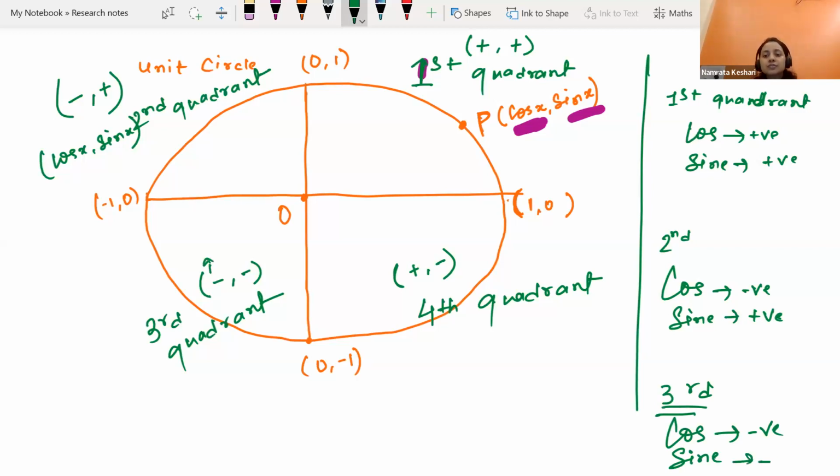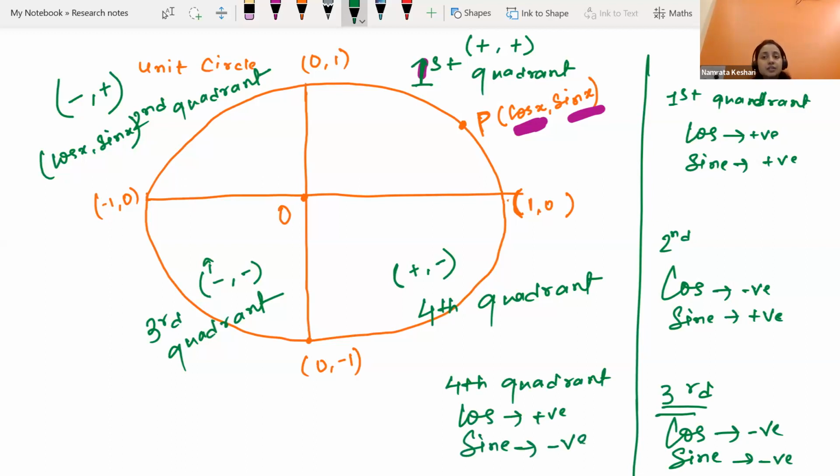Also negative. And in the fourth quadrant, cos is positive and sin is negative. From here also we are getting one result.